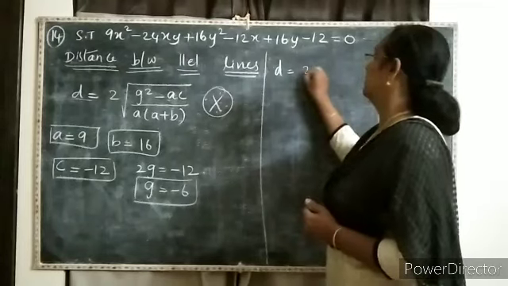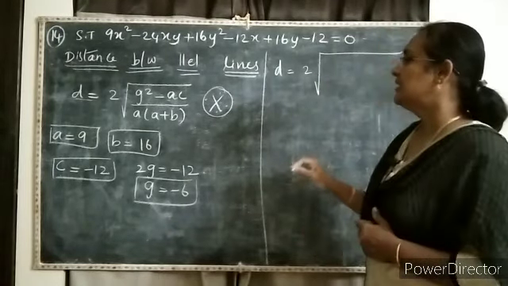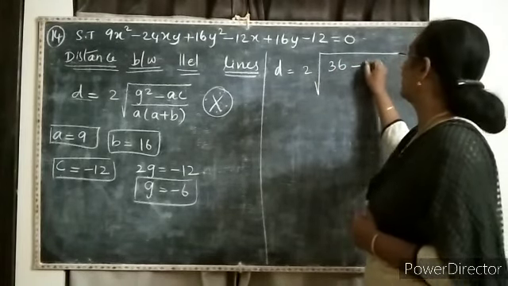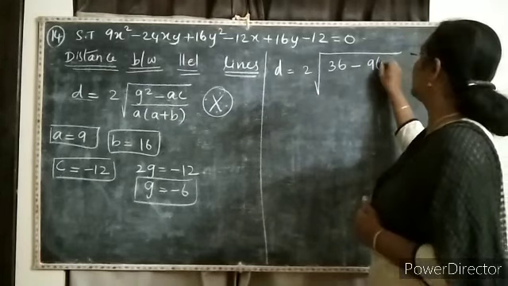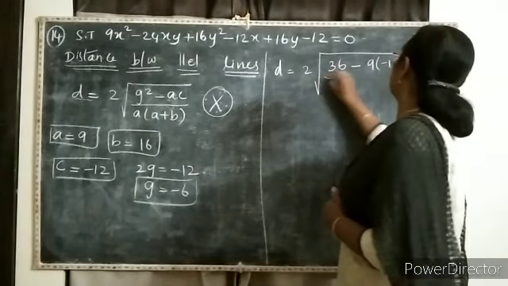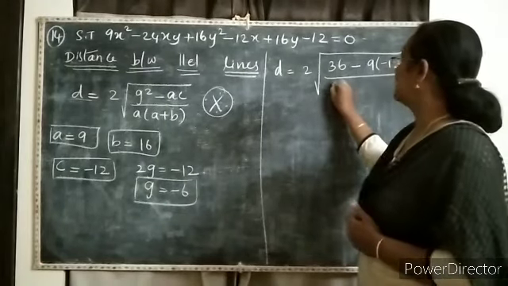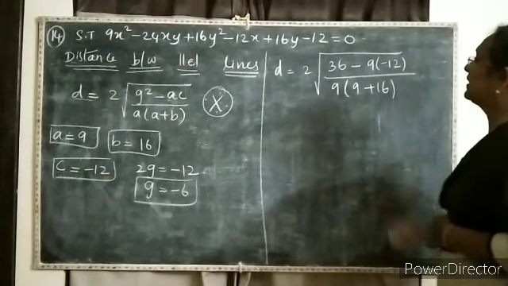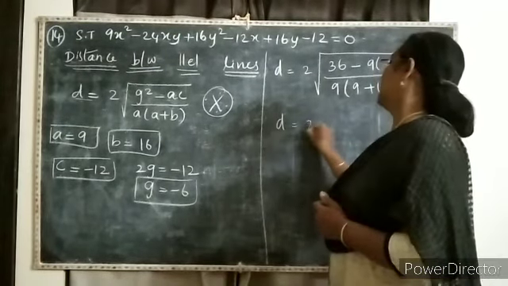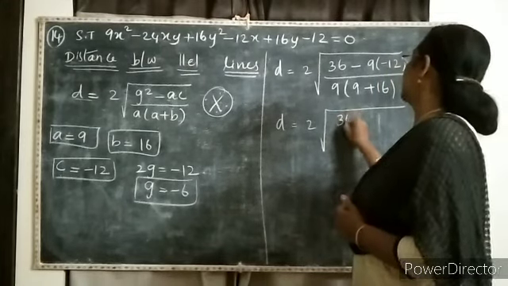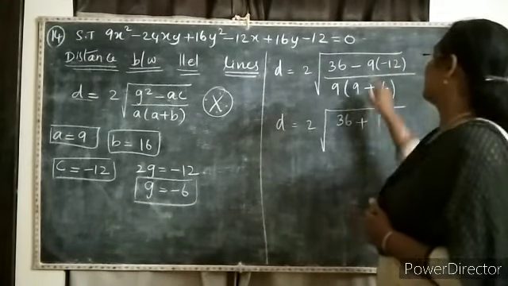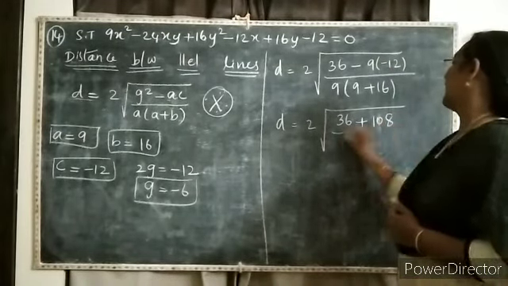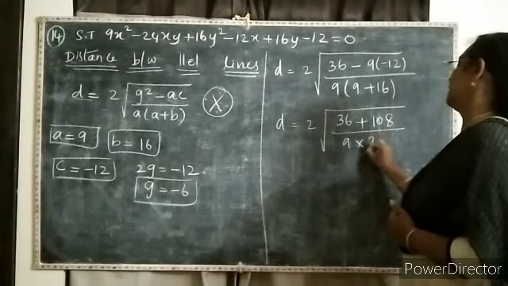So d is equal to 2 into the square root of (g² which is (−6)² = 36, minus a times c, 9 into −12), divided by a into (a + b), which is 9 into (9 + 16). Now d is 2 into the square root of 36, and minus into minus becomes plus, 9 twelves are 108, divided by 9 into 25.